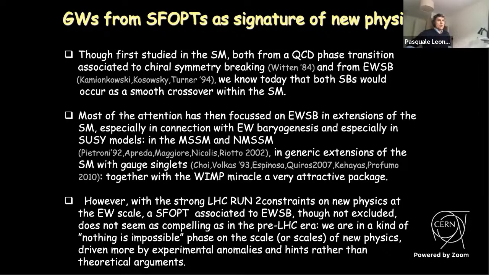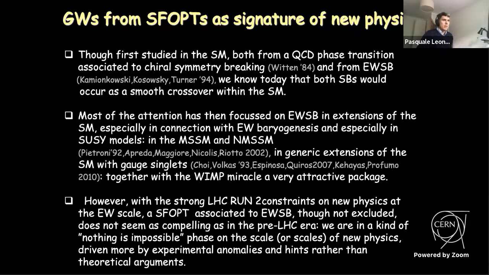Unfortunately, the strong constraints at the electroweak scale from LHC run 2, as we said, let us doubt this package, in particular in all respects, naturalness and the WIMP miracle. For electroweak baryogenesis, it's probably not excluded completely. There are still some ideas, but it's not as compelling as before, probably. And people like me are also considering the possibility to see new physics at different energy scales. Which energy scale? Well, I will have a completely agnostic approach, and I will consider this as a free parameter, basically.